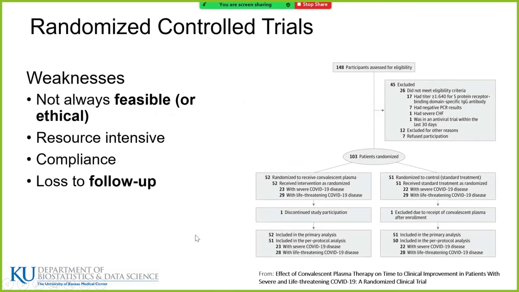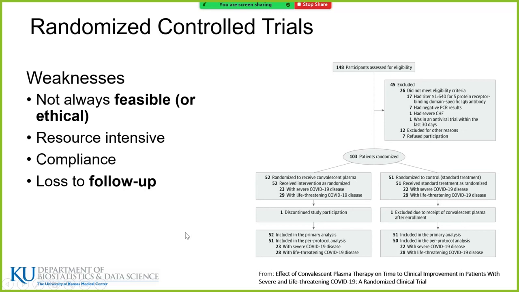The weakness of a randomized controlled trial is that it's not always feasible, not always ethical to randomize, so they can't always be conducted. Even though it's the gold standard, it might not be an option. They are also resource intensive. We have issues with compliance and issues with loss to follow-up.